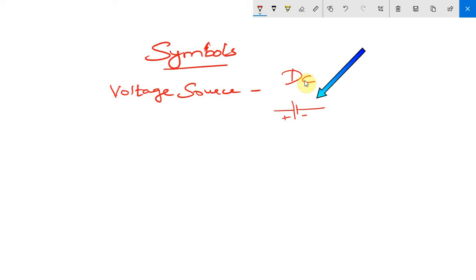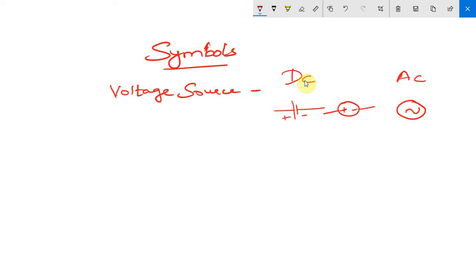In some cases, they represent a circle with positive and negative signs. So this is also said to be a DC source. And then we have the AC source. The AC source is represented as a circle with a sine wave in it. It is said to be an AC source.